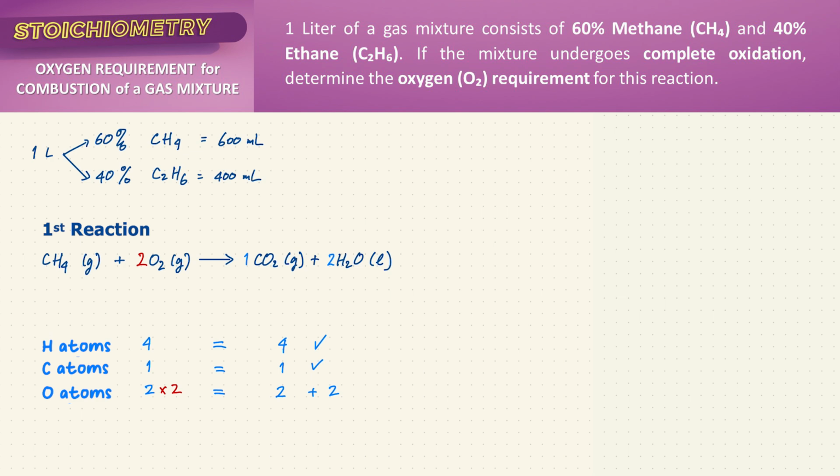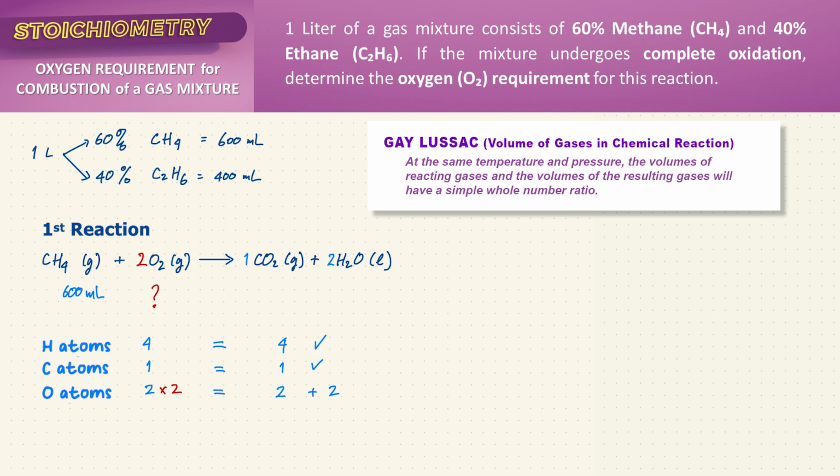In the problem, the methane amount is 600 milliliters, and we are being asked to determine the volume of oxygen. We can calculate this by using Gay-Lussac's law. It states that volumes of gases are proportional to the coefficient ratio in the chemical equation. Thus, the oxygen required is the coefficient of oxygen divided by the methane coefficient and multiplied by 600 milliliters. Therefore, the oxygen required is 1,200 milliliters.